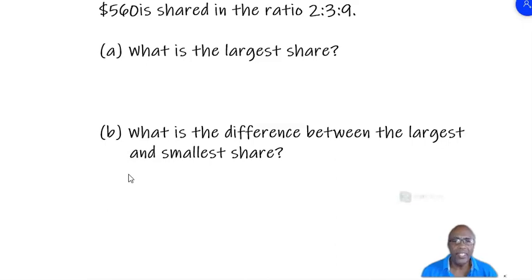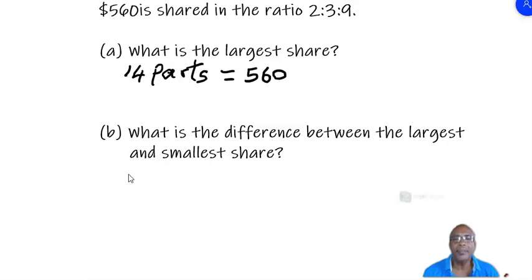In order to find this, we find first the total number of shares, the whole of the fraction. 9 plus 3 is 12, plus 2 is 14. So the whole is 14 shares or 14 parts. So 14 parts equals 560.